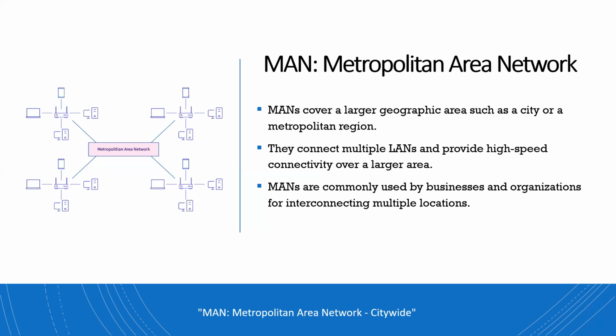Examples of a metropolitan area network are citywide networks, universities, campuses, and corporate networks spanning multiple buildings. The advantages of a metropolitan area network are it covers a large area and offers high-speed connectivity. The disadvantages of a MAN are higher cost than LAN and it requires more complex infrastructure.